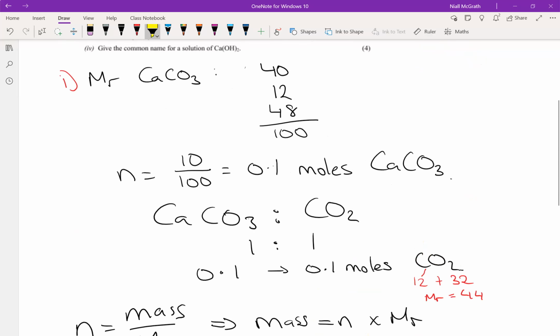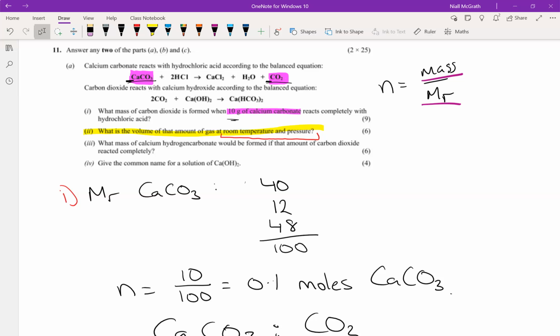If we look at part 3, what mass of calcium hydrogen carbonate would be formed if that amount of carbon dioxide reacted completely? So this is probably where this question might trip a few people up, because you have two equations in this question.